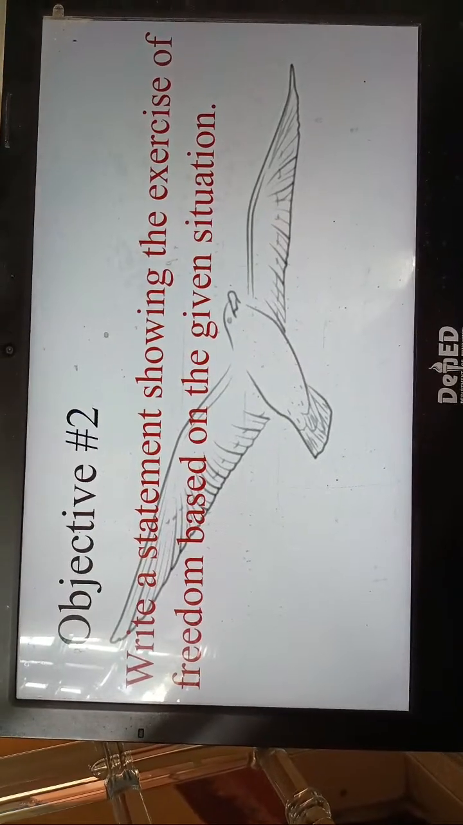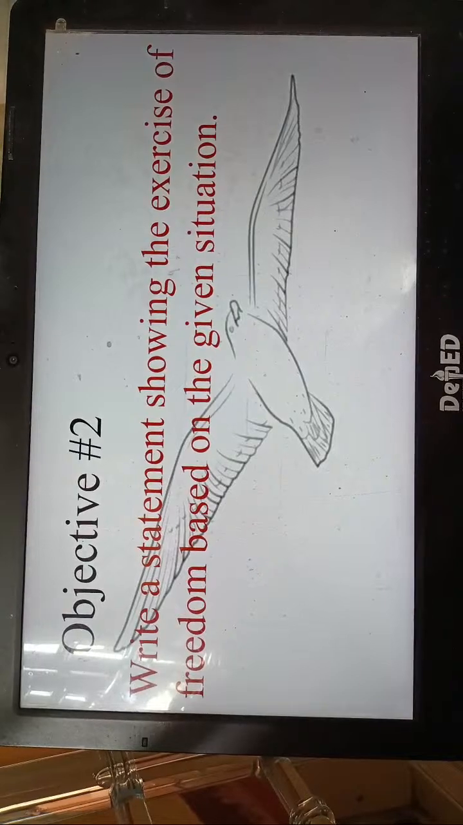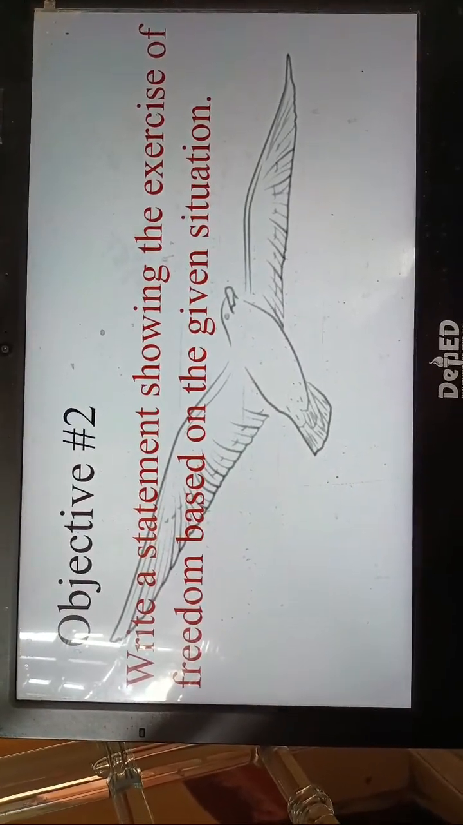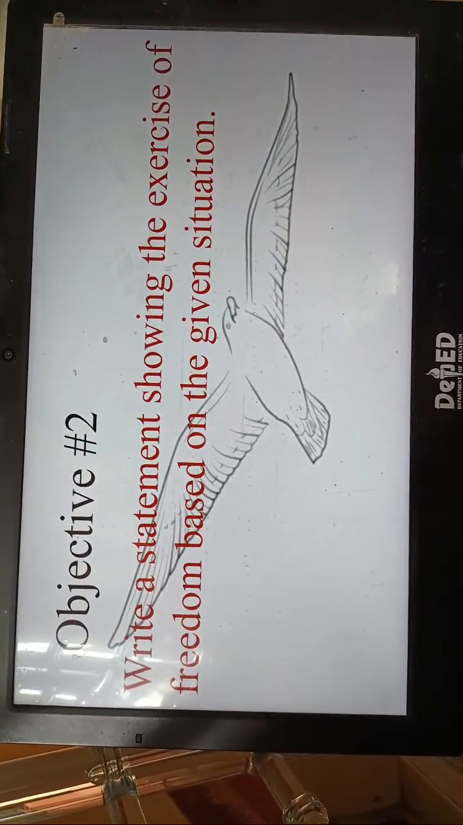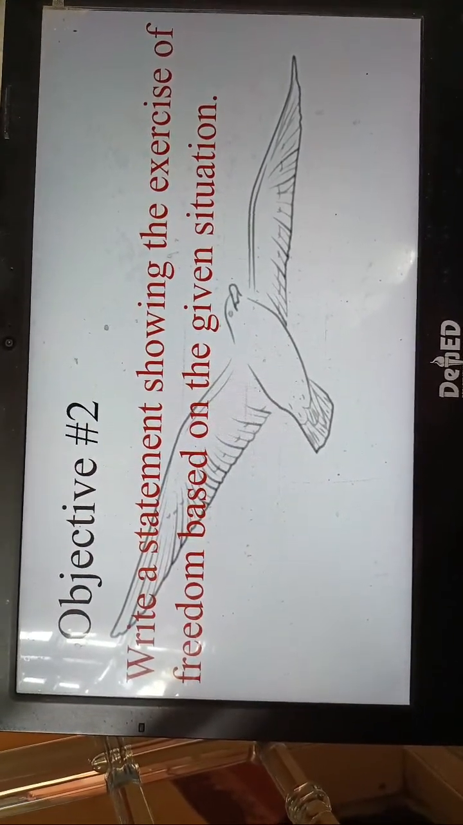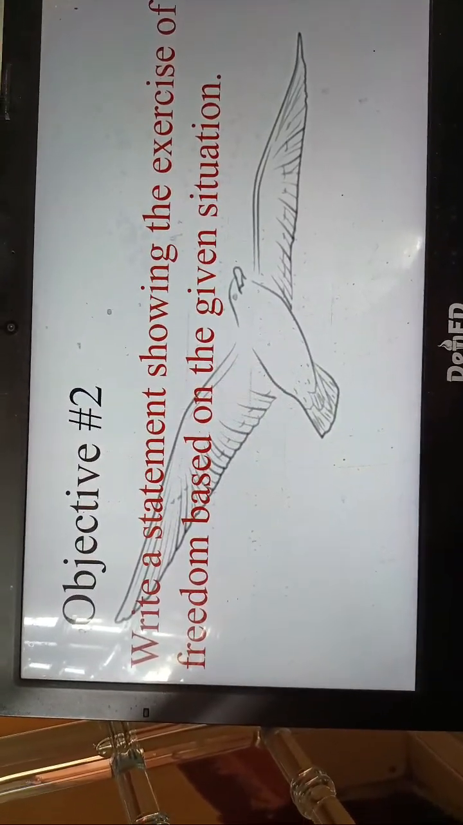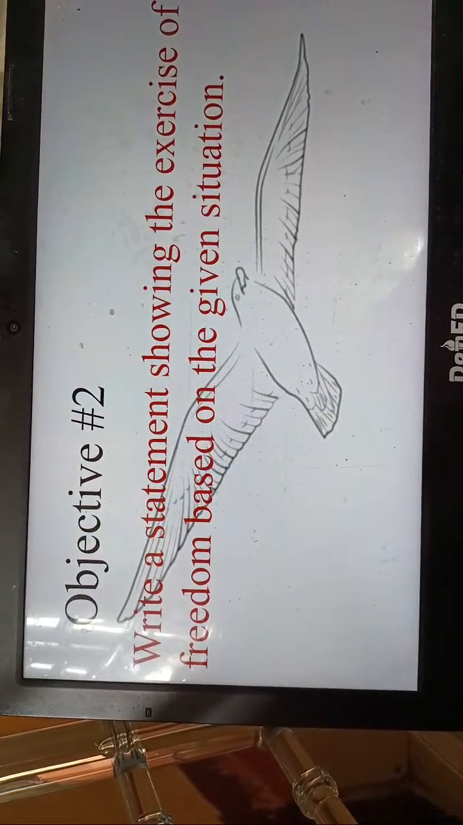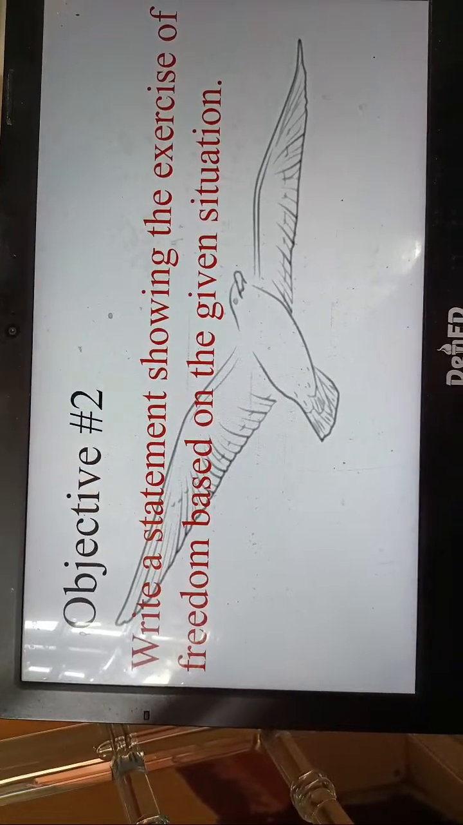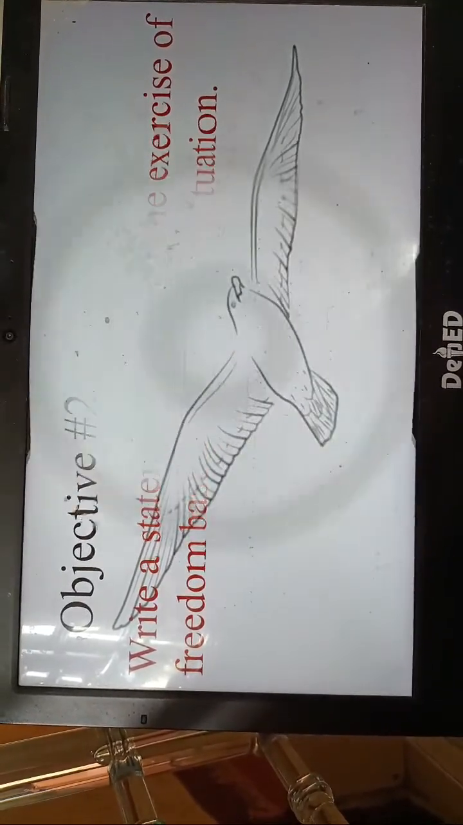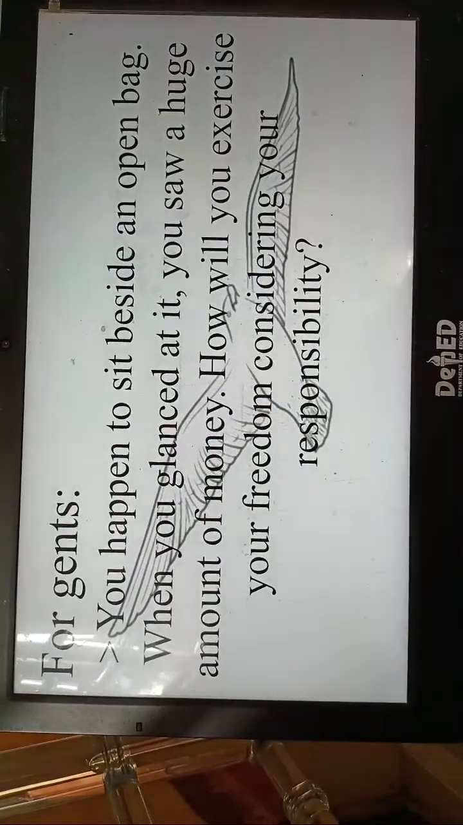So, let's move to objective number 2. For our objective number 2, you are to write a statement showing the exercise of freedom based on the given situation. For this, you prepare 1/2 sheet of paper for your activity.